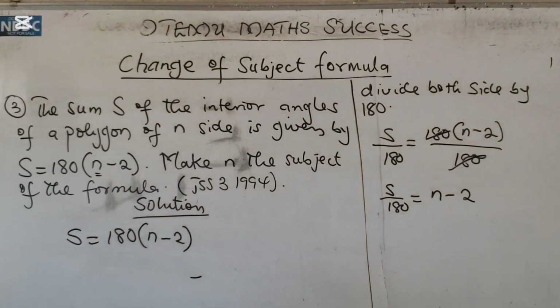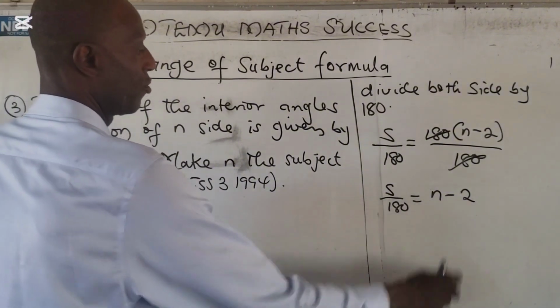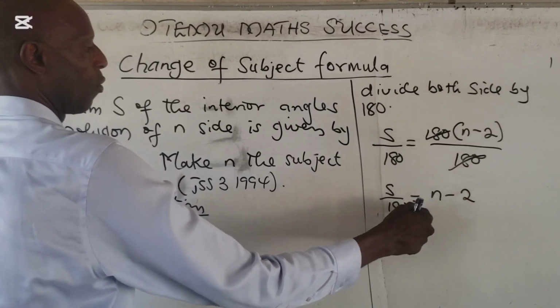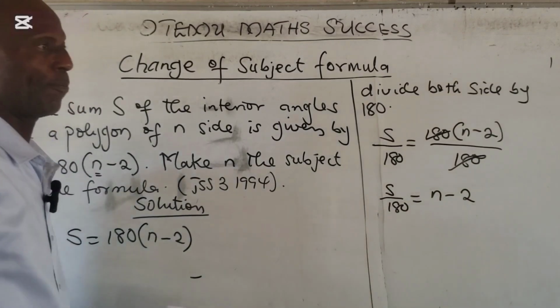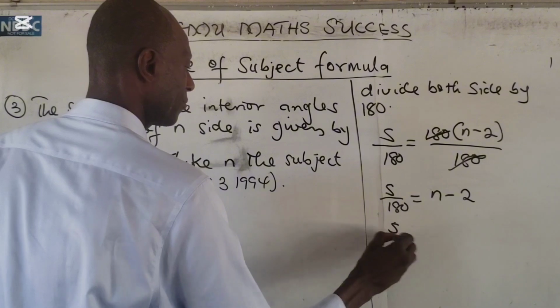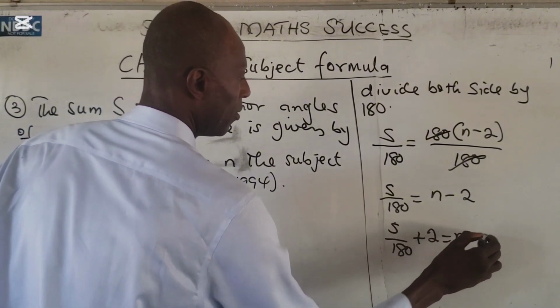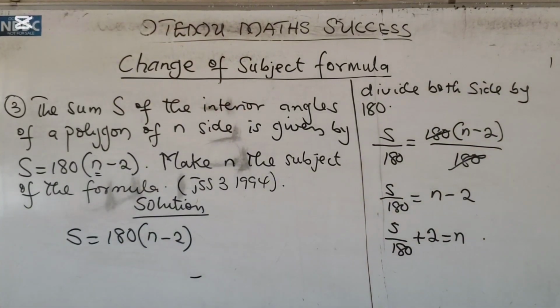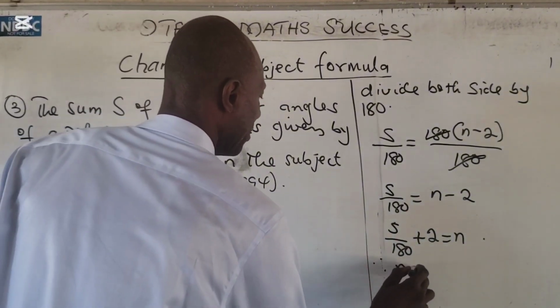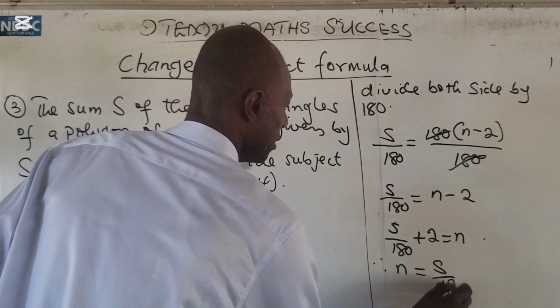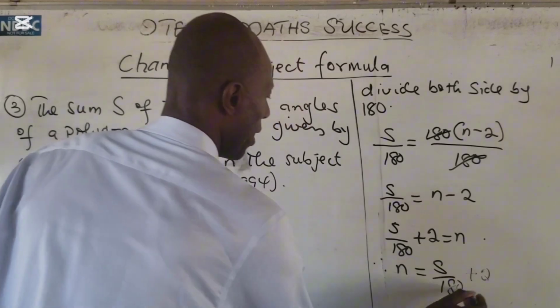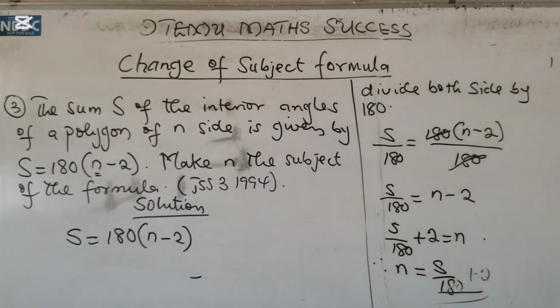Take note, we are asked to make n the subject of the formula. So what is with the subject n there? It is minus 2. When minus 2 crosses the equality sign to this side, it changes to a positive value. So S over 180 plus 2 is equal to n. Therefore, n is equal to S over 180 plus 2. This is how we can make n the subject of the formula.